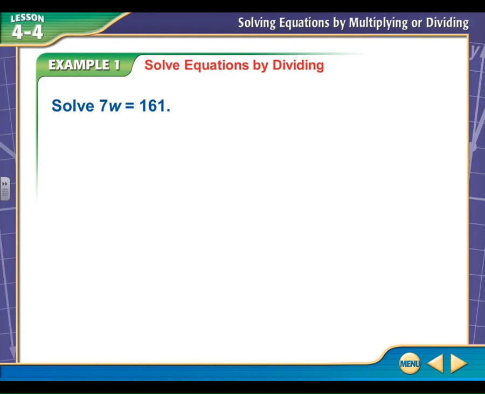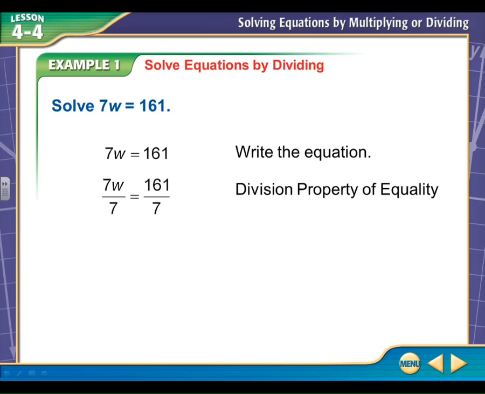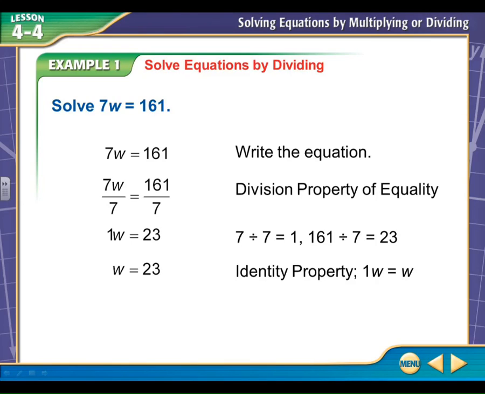Solve 7w equals 161. So we write the equation, and because it's 7 times w, the opposite of multiplying is dividing. So we're going to divide by the exact coefficient that's with the variable w, which is 7. So we'll divide both sides of the equation by 7, and we find that 7 divided by 7 is 1, and that 161 divided by 7 is 23. So the value of w is 23.